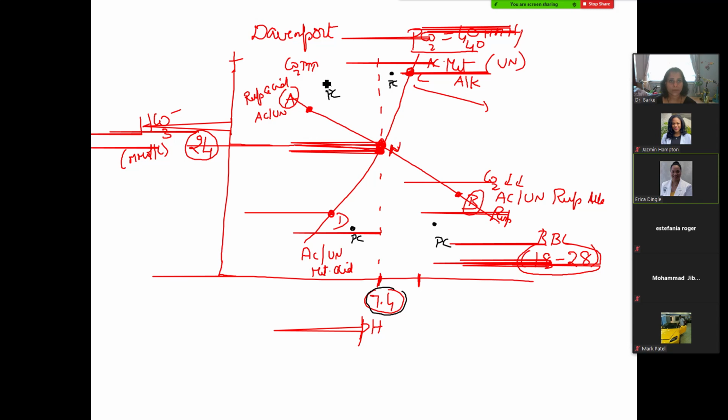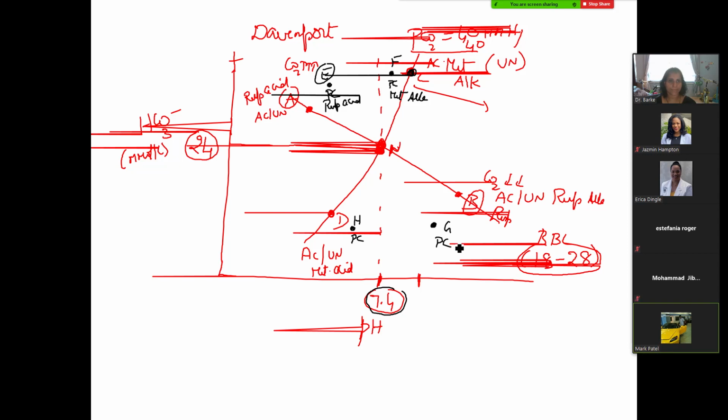So let's see points A, B, C, D, E, F, G and H. What is point E? It's closest to which primary disturbance? Respiratory acidosis, so partially compensated respiratory acidosis. Point F is closest to which primary disturbance? Metabolic alkalosis, so partially compensated metabolic alkalosis. G is closest to which primary disturbance?